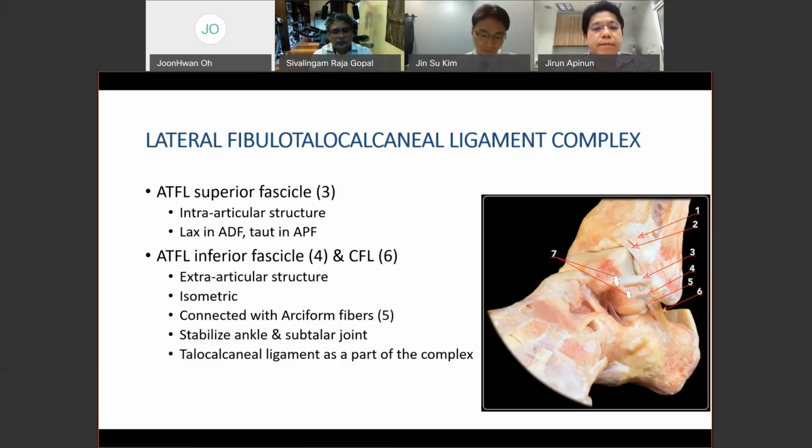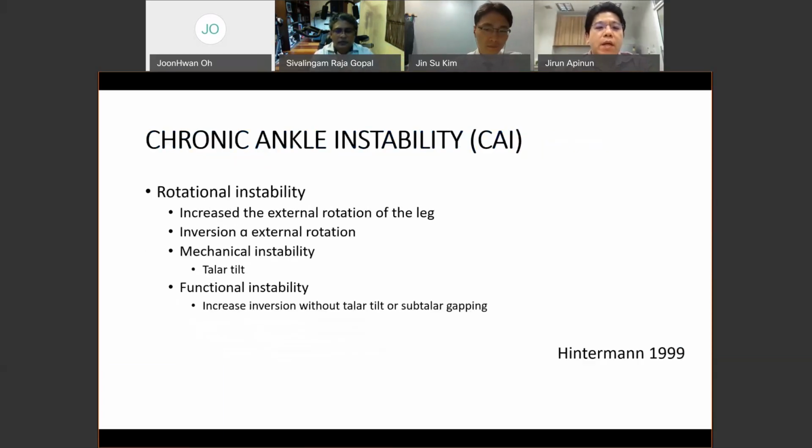Okay, next slide, please. About the mechanics of the unstable ankle, it's not only translation or tilting, but also rotational. The instability develops because of increased external rotation of the leg, and inversion is made by the external rotation of the leg. So in mechanical instability there is a talar tilt, but functional instability may result from increased inversion, with no obvious talar tilt or subtalar gapping shown in the stress radiograph. Okay, next slide, please.